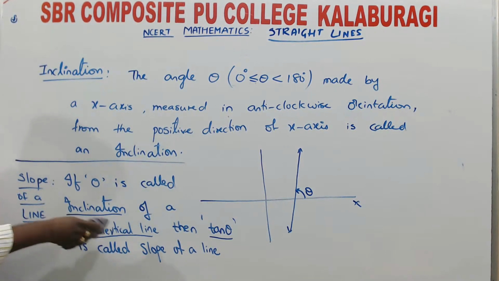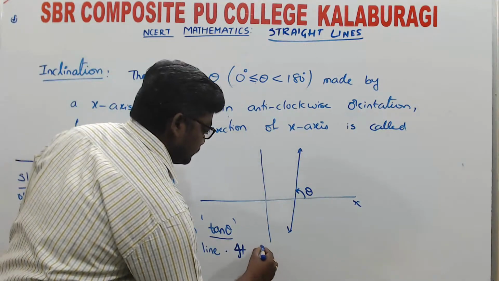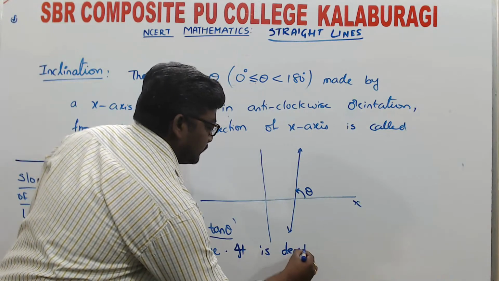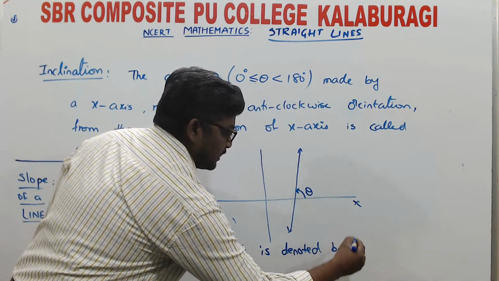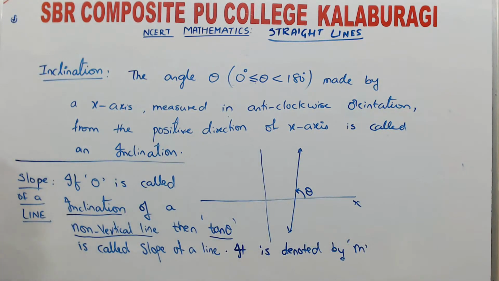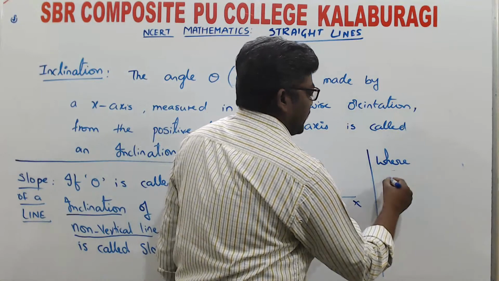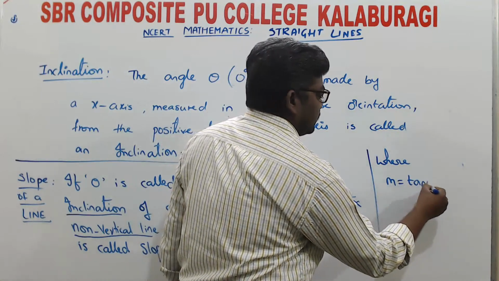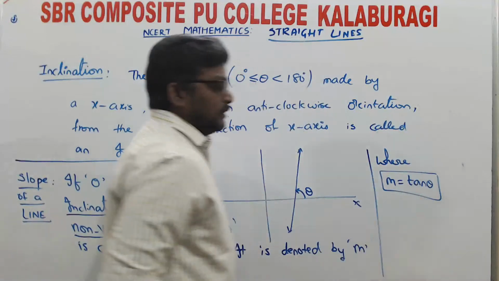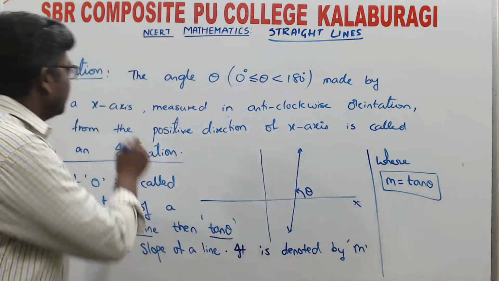Now the slope of a line means tan theta, and it is denoted by small m. Slope is denoted by small m, where m equals tan theta. The slope of a line is m equals tan theta, where theta is the inclination.